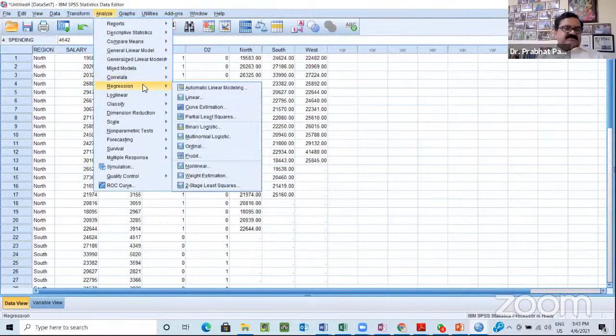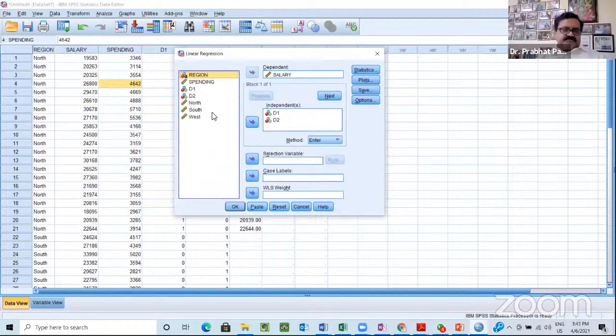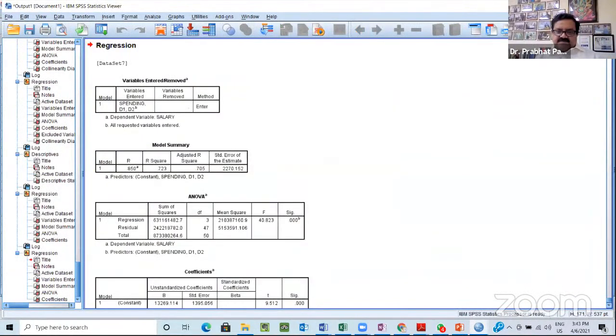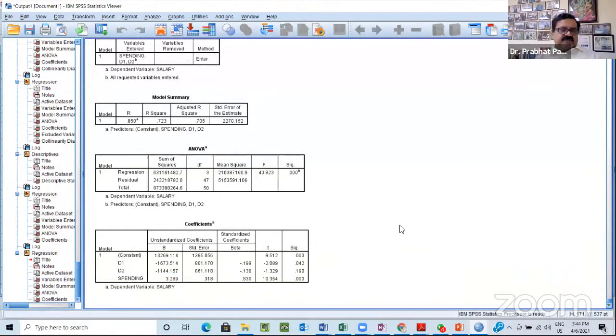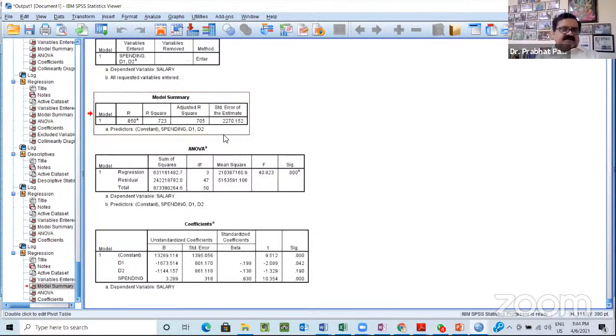So we go to analyze, regression, linear, and here spending is used as a covariate. So here you have a variable on the right hand side, and at the same time two dummies. So two dummies along with a variable. So it works as a covariate. So this means there will be an impact of this variable on the relative positioning of the beta, right? And your conclusion may go different if you consider the additional covariate. So here you can see the adjusted R square has improved to 0.7, so it looks good.